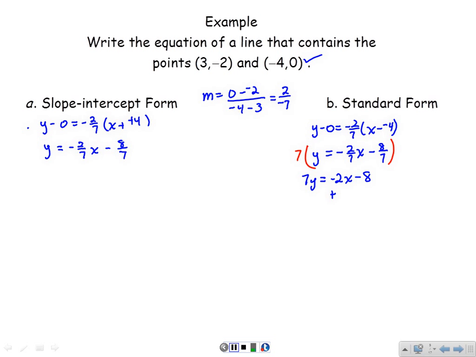Now then, to get the x term on the other side, I'm just going to add 2x to both sides. And so I'll have 2x plus 7y is equal to negative 8, and that is your standard.